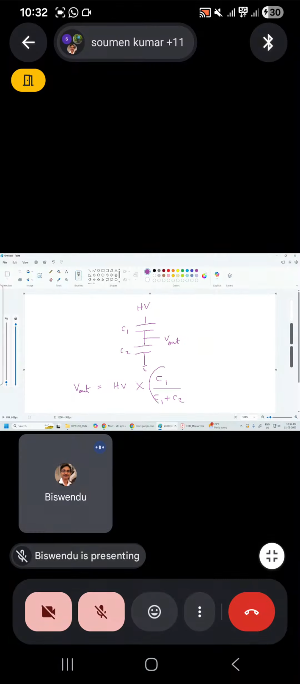If this factor can be made 1 by 1000, then V out equals HV by 1000. That means HV becomes volt. This unit is in volts and this unit is in kilovolt. So volt you can read by any meter, kilovolt to volt conversion. So this is the capacitive divider. You have learnt also in the laboratory system.